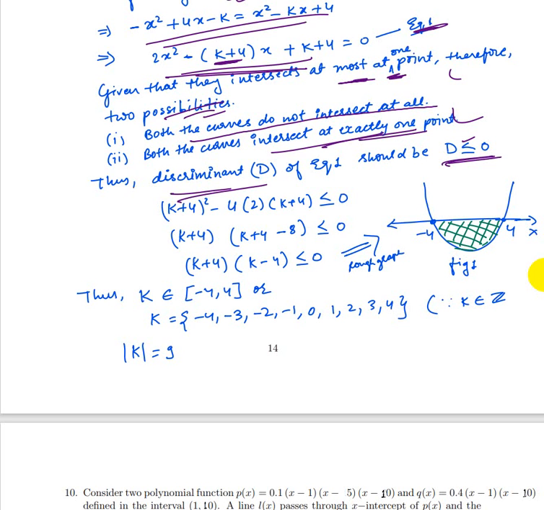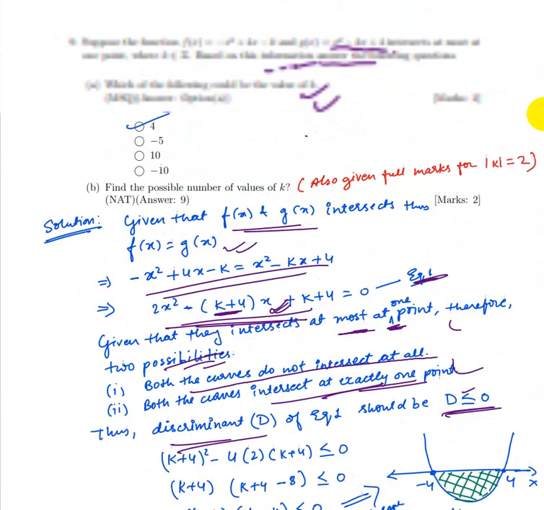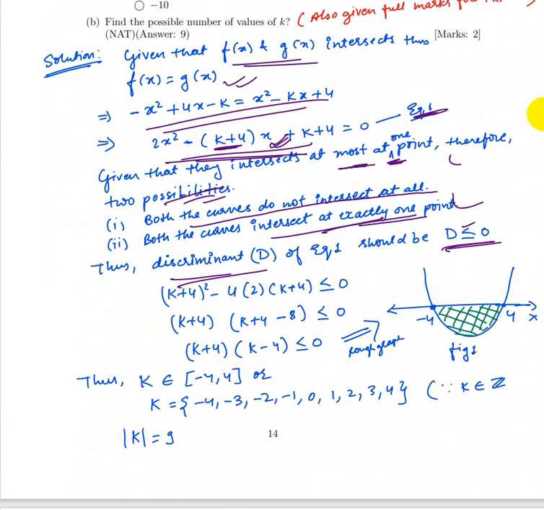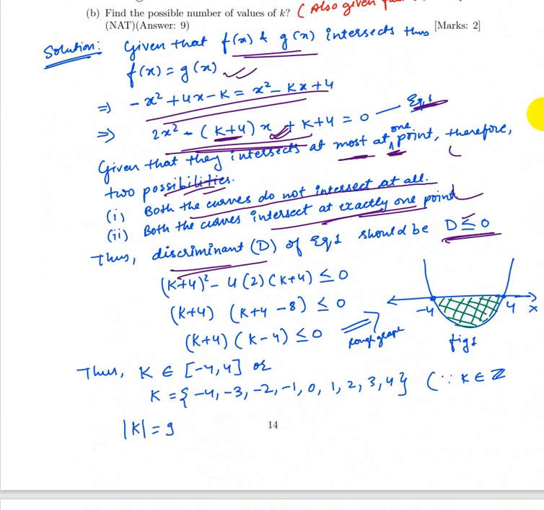Why so? Because we need to solve this equation to get the values of k. So if these two equations are not intersecting, that means k does not have any value for this equation. So this condition is only possible if the discriminant is less than 0, and both curves intersect at exactly one point.